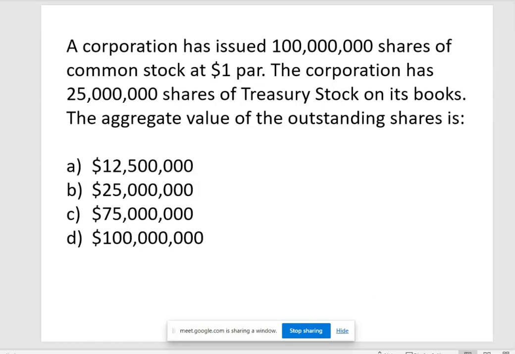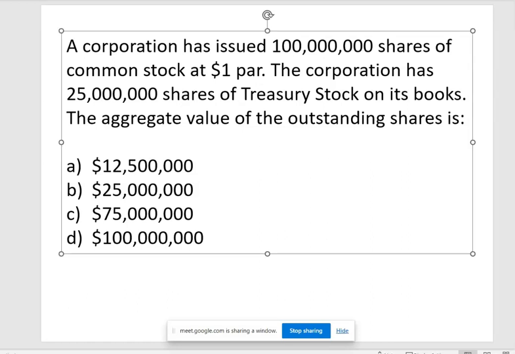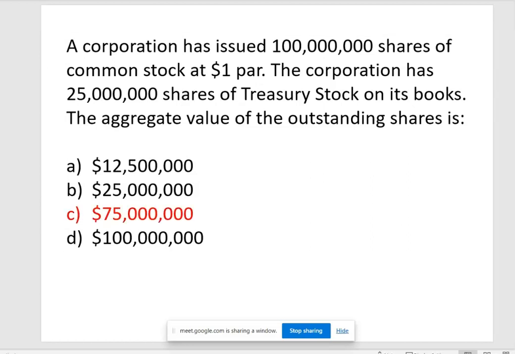Okay, so the company has issued 100 million shares of common stock at $1 par and has 25 million shares of treasury stock on its books. Like we just went over, issued shares minus treasury leaves you outstanding. And at $1 par value, the outstanding shares is 75 million. Yes, correct. Okay, great job.